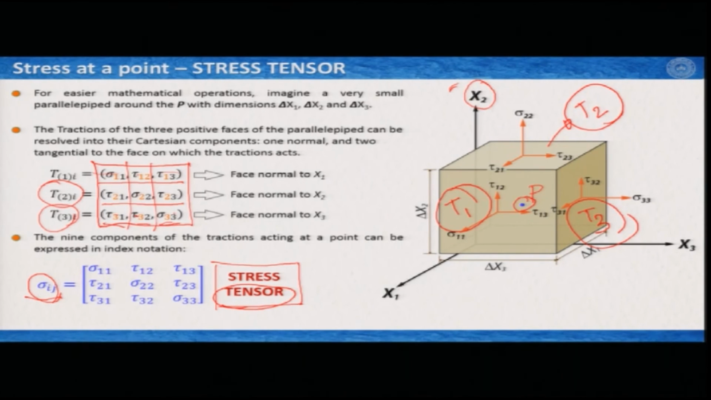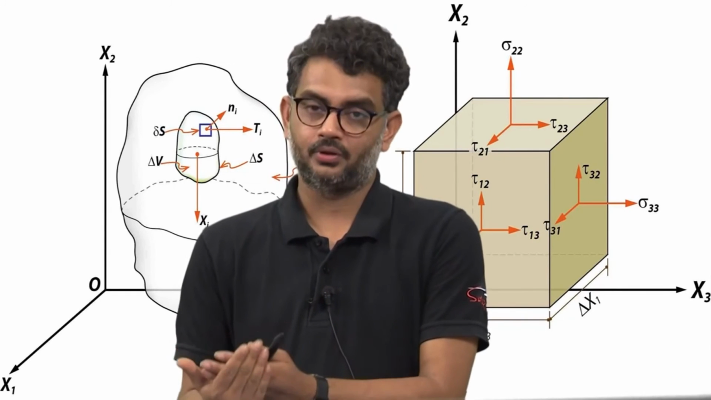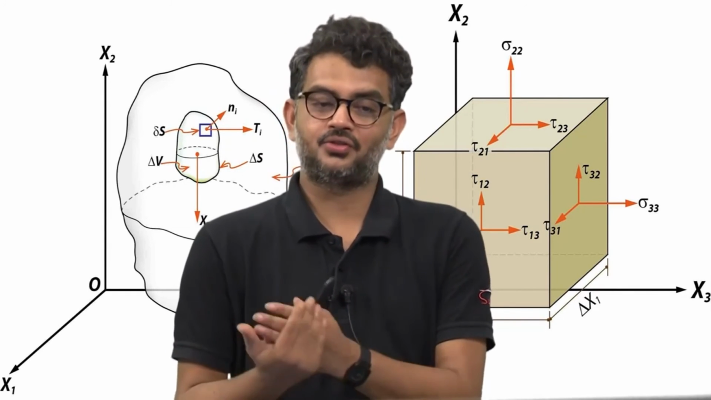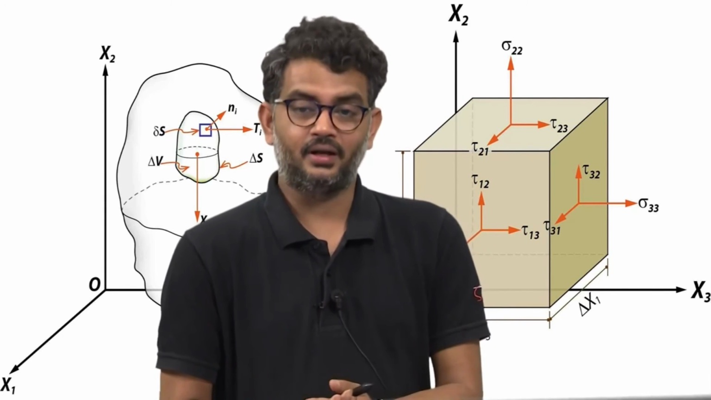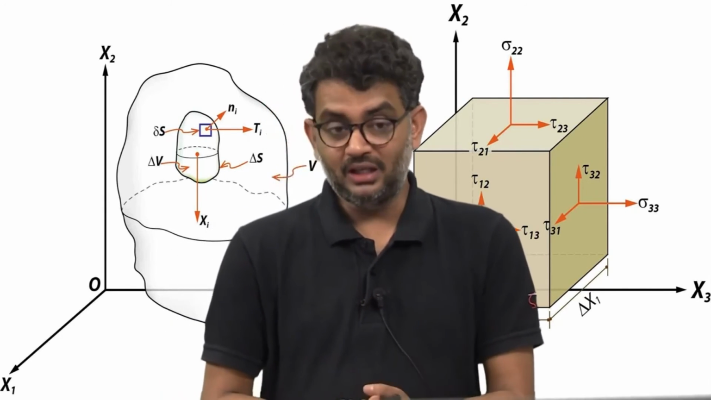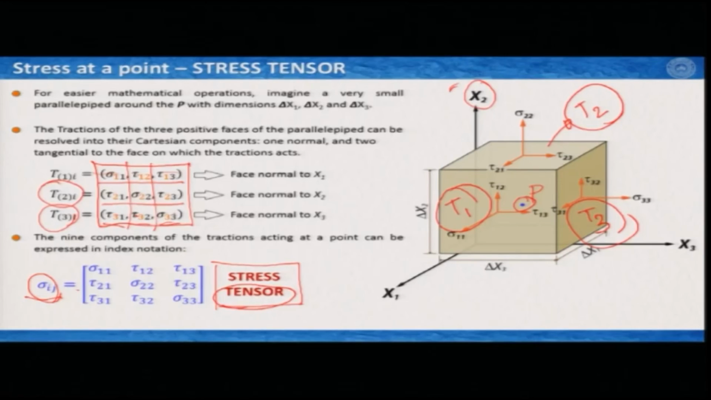So, I believe you now have the idea that from the traction, which was a vector, we arrived at a new concept. When we have to define the stress at a point, it cannot be a vector, it is a tensor, and in 3 dimension you need 9 components, and in 2 dimension you can define it with only 4 components, but it would still remain a tensor.